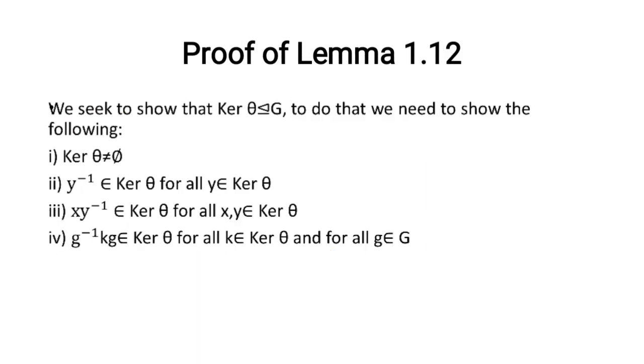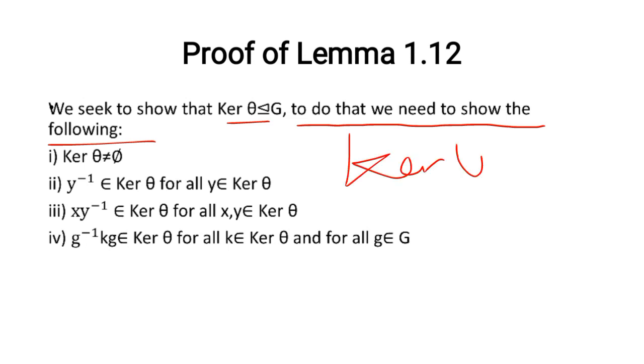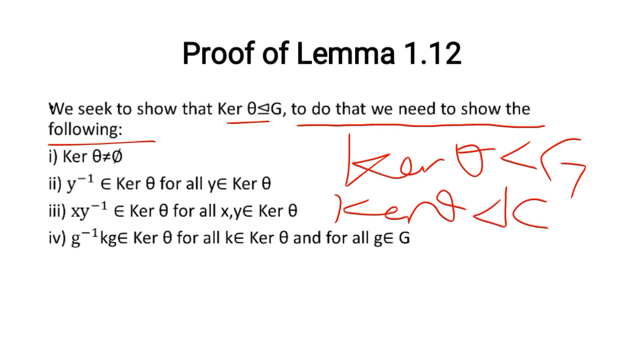Okay, so we seek to show that the kernel of theta is normal in G. To do that, we need to show that the following holds. First, the kernel of theta must be a subgroup of G. And next, we want to show finally that the kernel of theta is normal in G, because it can't be normal unless it is a subgroup.